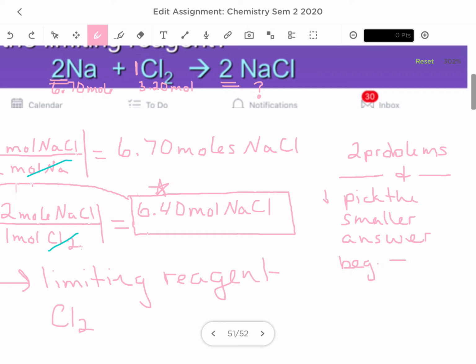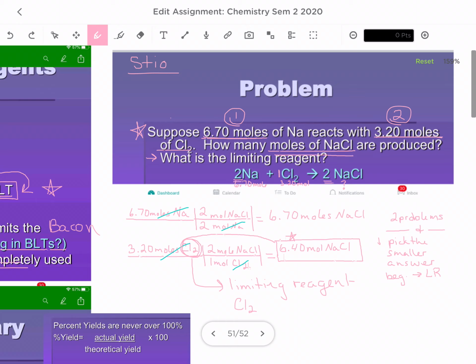Done. So these are just basic stoichiometry problems, but we have two numbers given in the problem, but still only one answer. So we're not doing anything differently. We're just doing two problems and saying, okay, we can make the smaller of the two amounts because something is limiting how much we can actually make.